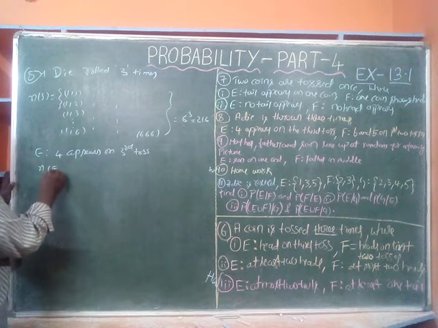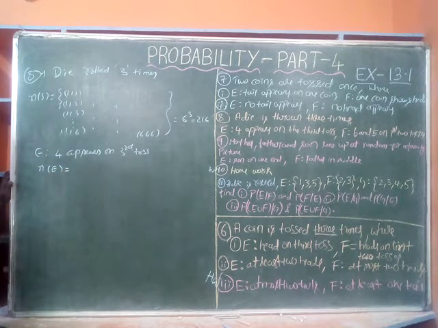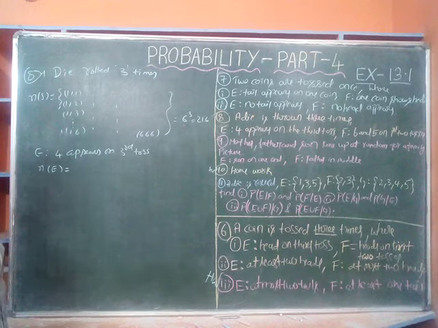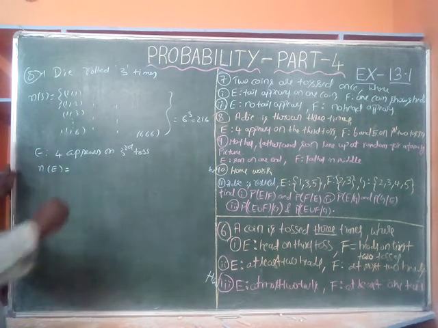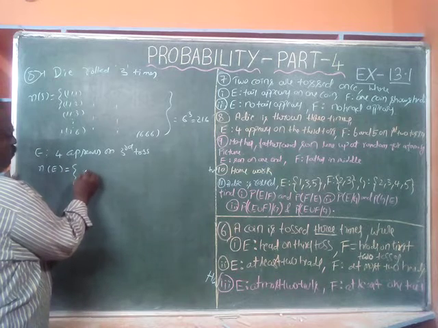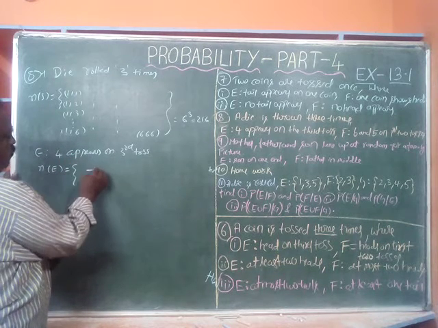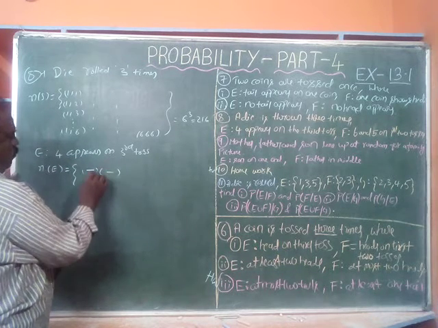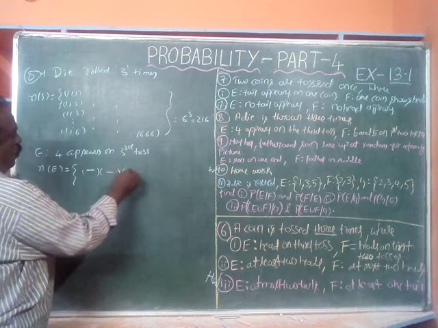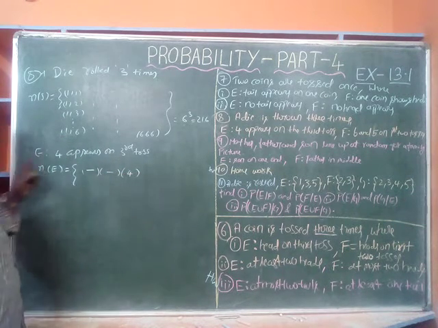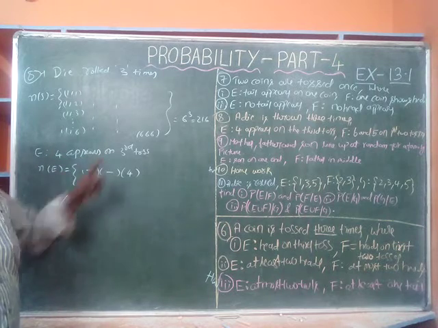Then what is n of E? In E, the 4 is common. The first throw, the second throw, you take like this. The fourth, third is 4, must be there. 4 appears on the third toss.